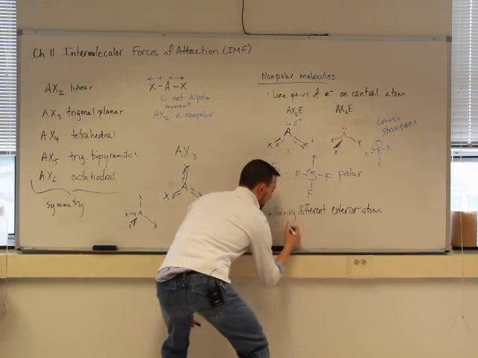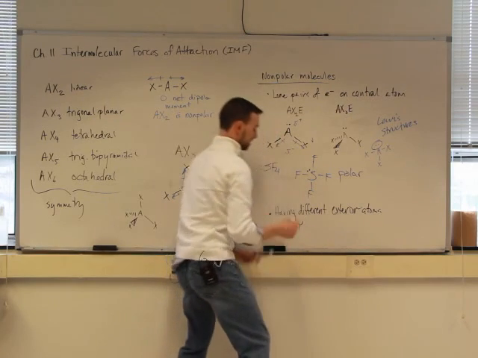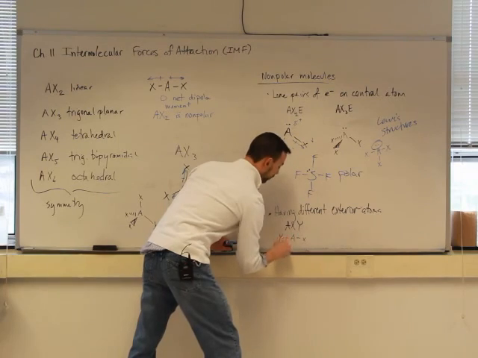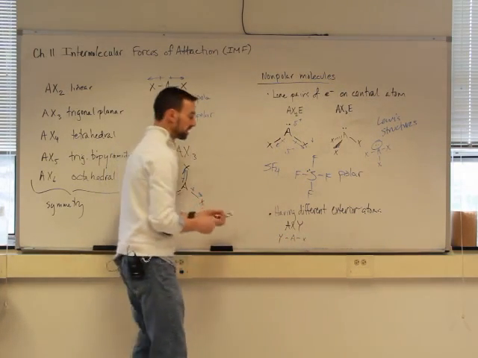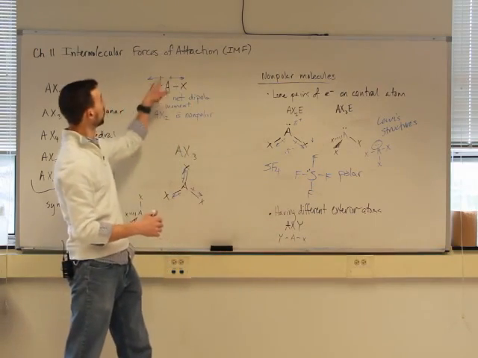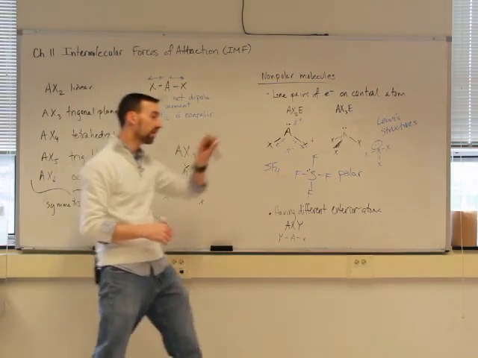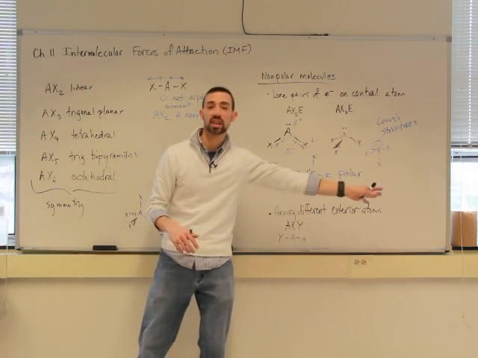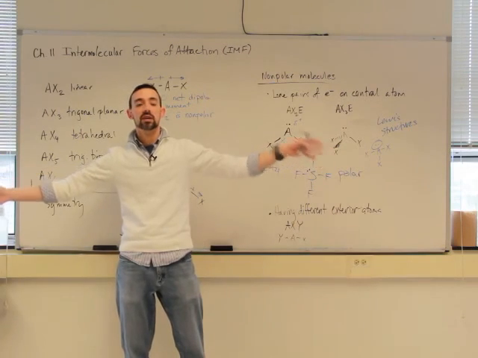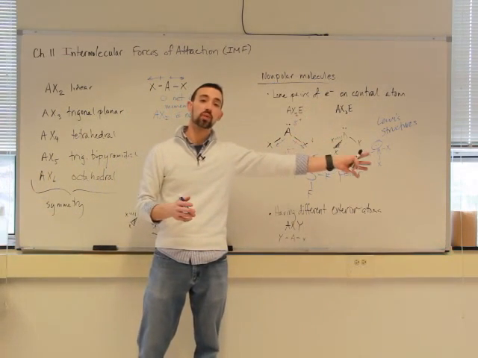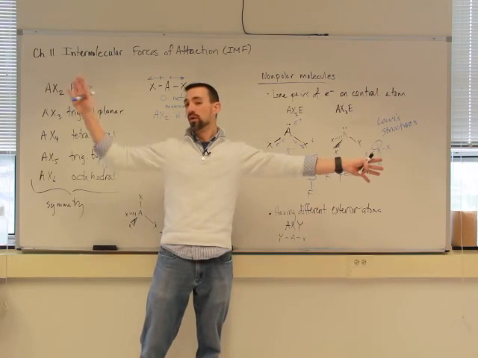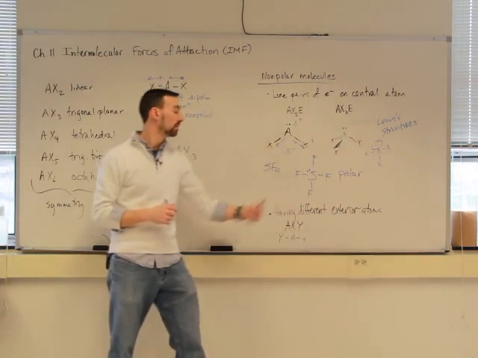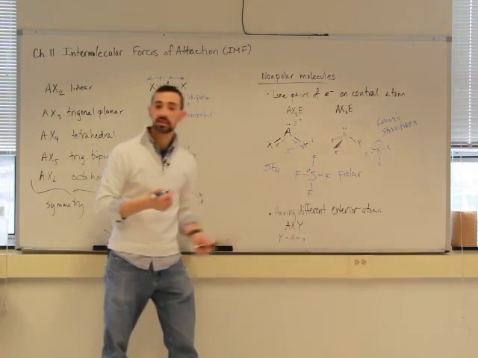So if we have AXY, right, where A is bonded to X on one side and Y on the other side, these are going to no longer be identical dipole moments. I said earlier 5 units to the left and 5 units to the right. Well, now it might be 7 units to the left and 4 units to the right. So that's 7 units of negative charge to one side of our molecule and only 4 units to try to cancel to the other side. That's going to give us a net dipole on the one side of the molecule.